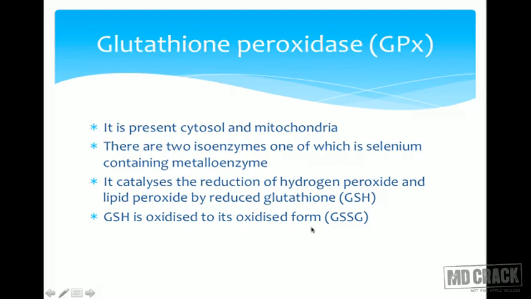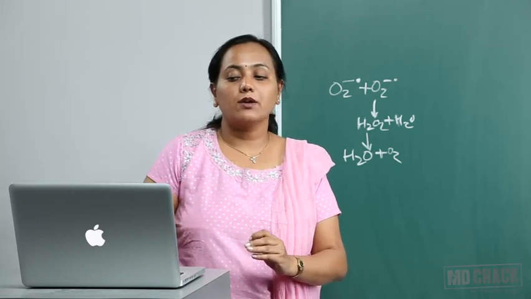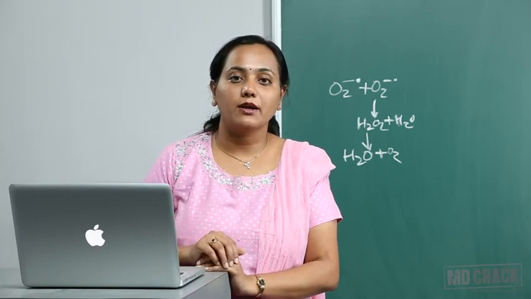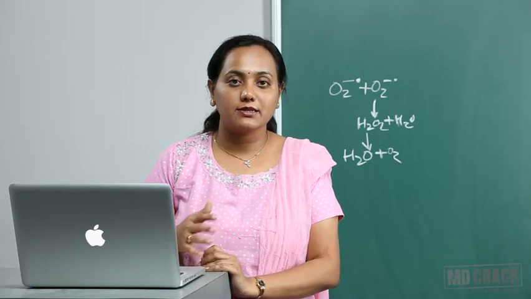Glutathione peroxidase. Now glutathione peroxidase is present in the cytosol and mitochondria. There are two isoenzymes, one of which is a selenium containing metalloenzyme, and it catalyzes the reduction of hydrogen peroxide and lipid peroxide by reduced glutathione, and glutathione is oxidized to its oxidized form. I'll talk more about glutathione peroxidase and the other antioxidants in my next session.